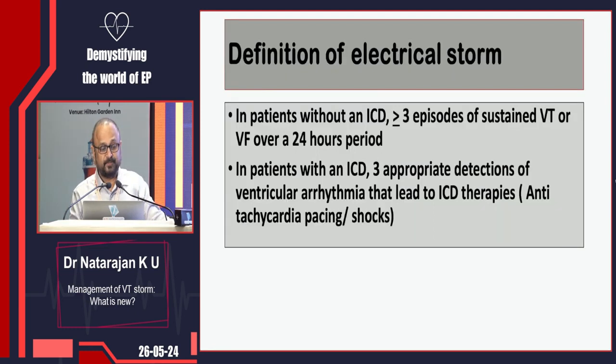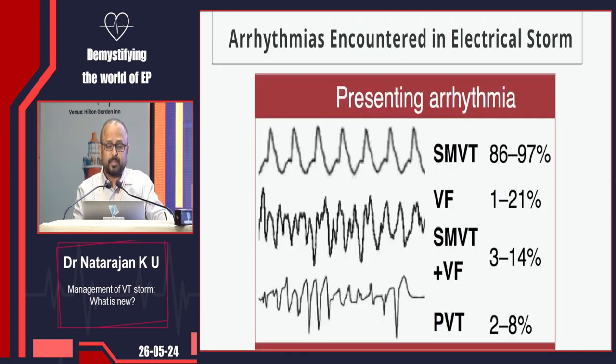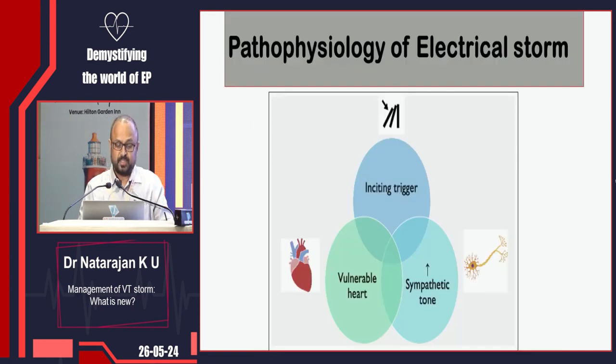By definition, in patients without an ICD, it is three or more episodes of sustained VT or VF over a 24-hour period, or in patients with an ICD, three appropriate detections of ventricular arrhythmia that lead to appropriate ICD therapies in the form of either ATP or shocks. And this increases the mortality as well as morbidity. The presenting arrhythmia in electrical storm is predominantly sustained monomorphic ventricular tachycardia in about 85 to 95% of patients, and the rest is either VF or polymorphic VT or combinations.